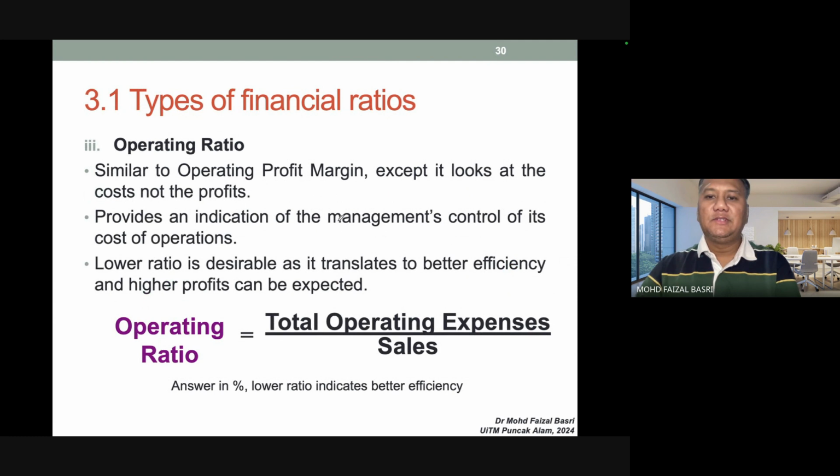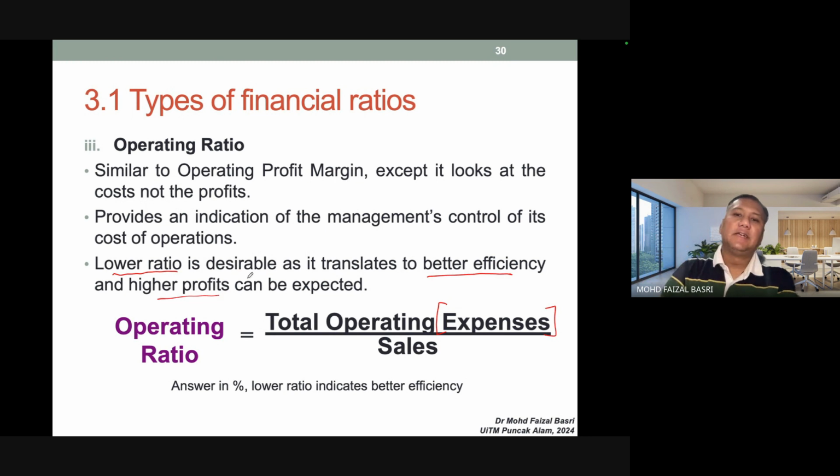Cuma untuk operating ratio saja, the lower the better. Lower ratio is desirable because we measure the expenses. Okay, operating expenses bahagi sales. Still bahagi sales, cuma kita gunakan expenses. Okay, the lower ratio indicates better efficiency. Sebab kita punya cost berjaya kita minimizekan lah. Because when we minimize the cost, technically we can expect to get better profits. Okay, better profits.